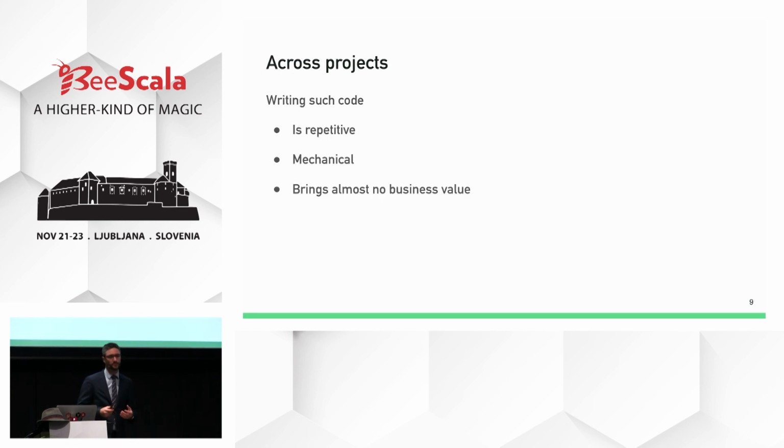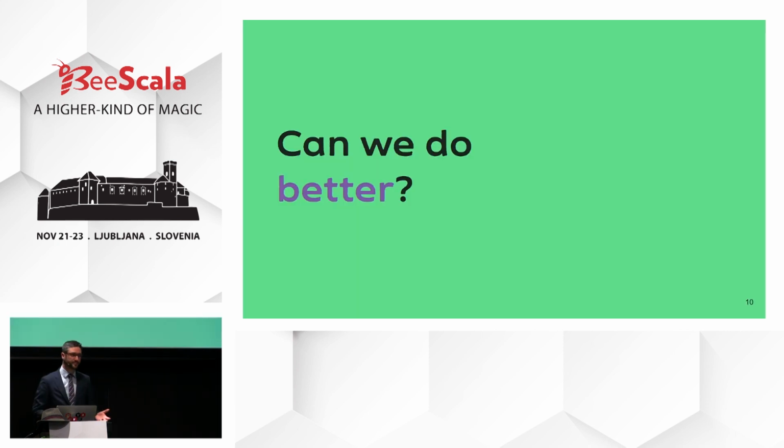And this code is really repetitive. We do that for every project. It's really mechanical. We don't have to think about it. And it brings absolutely no business value. The business value is the business logic. All that crap we have to write in order to make our program usable has no value. We have to write it in order for our applications to have value, but the value is not there. So can we do better?